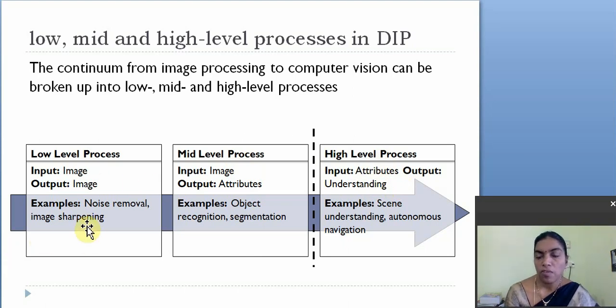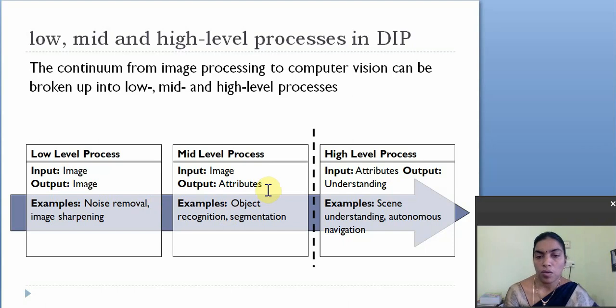Suppose I take one image and I reduce the noise of the image, or otherwise I sharpen the edges. If I do that, what is the process? Low level. That means the input is an image and the output is also an image. If I take noise removal, the output image is the image with reduced noise, simply a noiseless image.